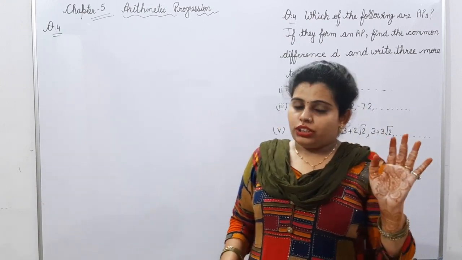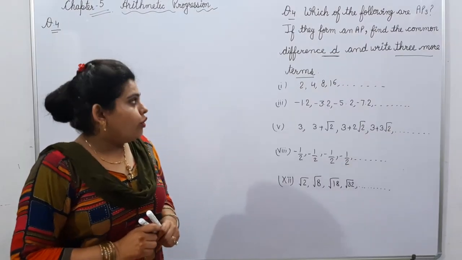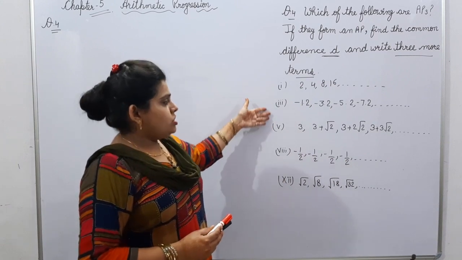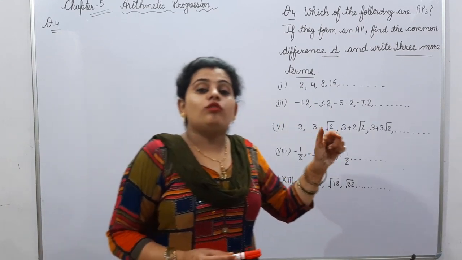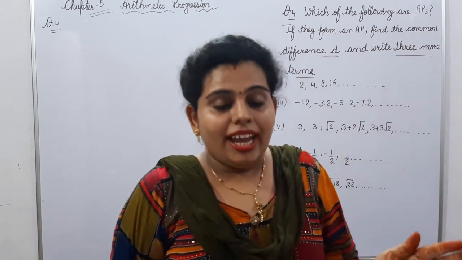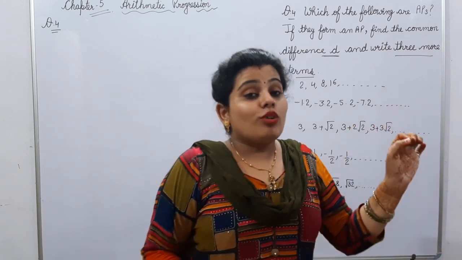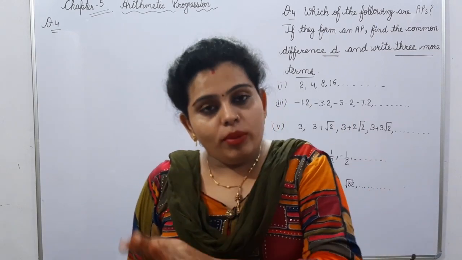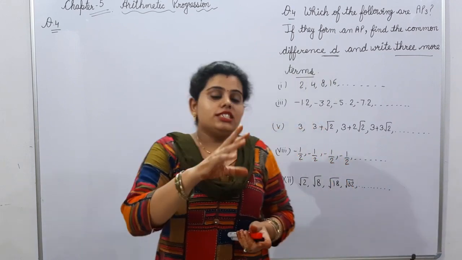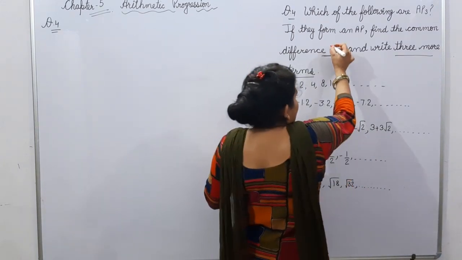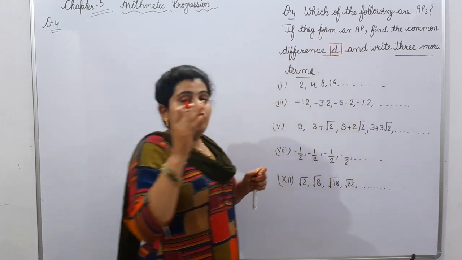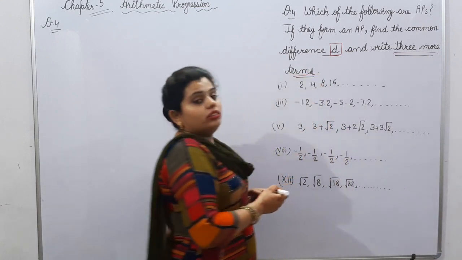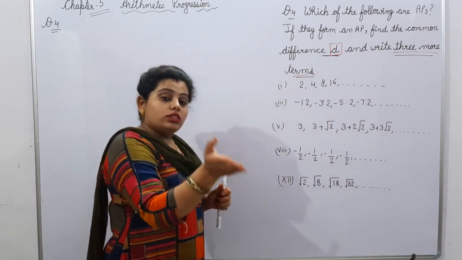Now, the fourth question. What is given in question number 4? Some sequences are given, and on checking them we have to find whether they form an AP or not. हमें चेक करना है कि क्या given sequence arithmetic progression में है या नहीं है. If they form an AP, then we have to find the common difference D. After finding the value of D, we have to find 3 more terms of that AP, जितनी given है उससे 3 ज़्यादा.